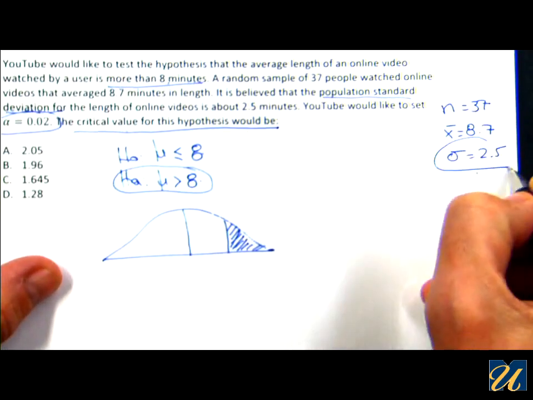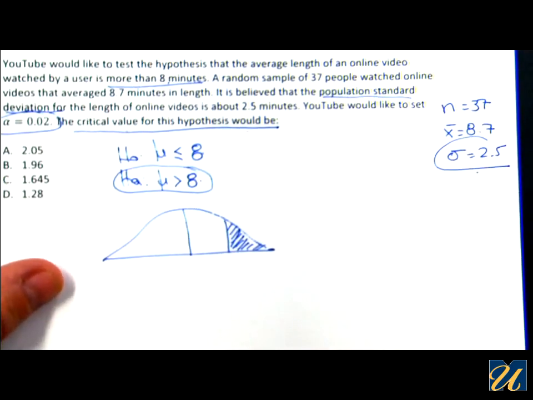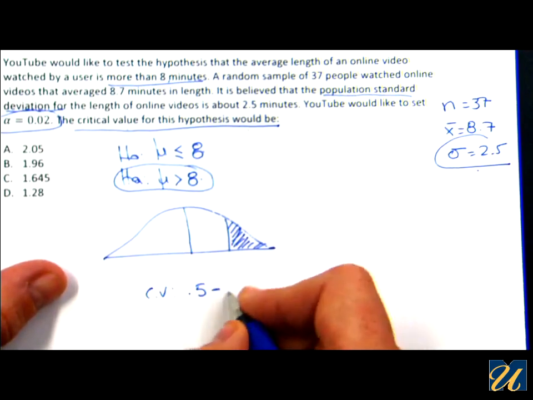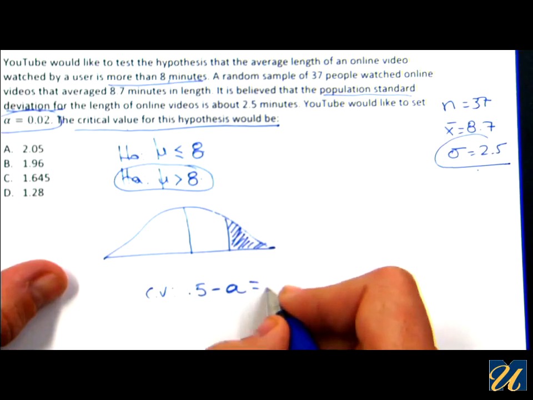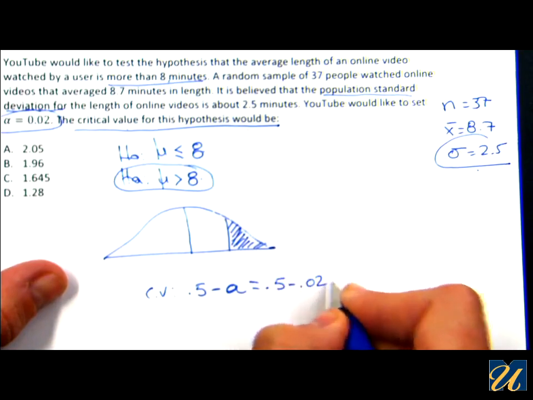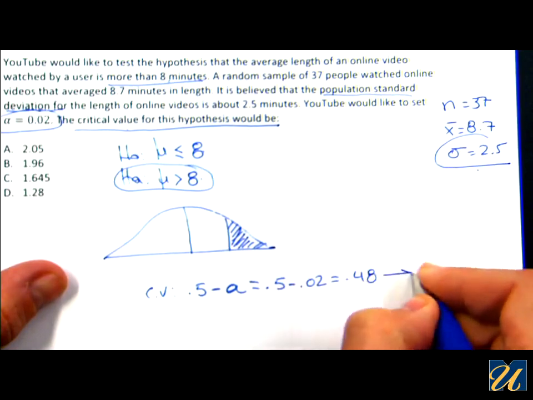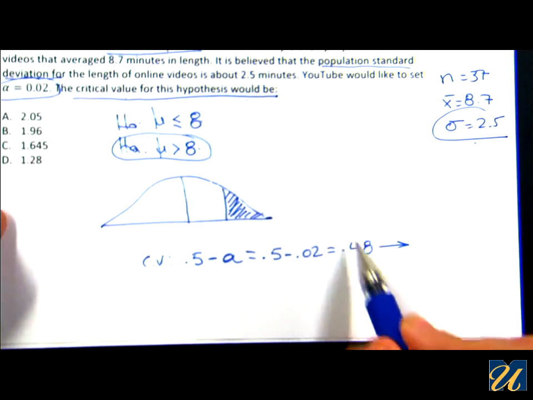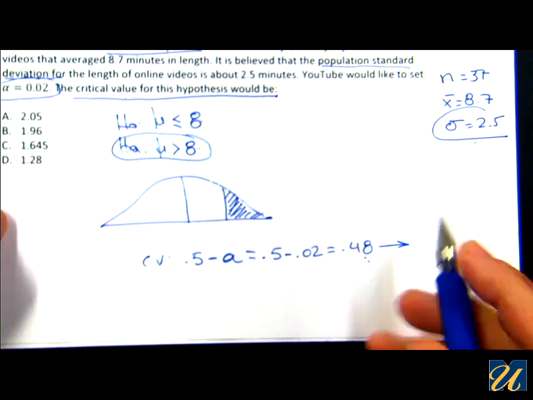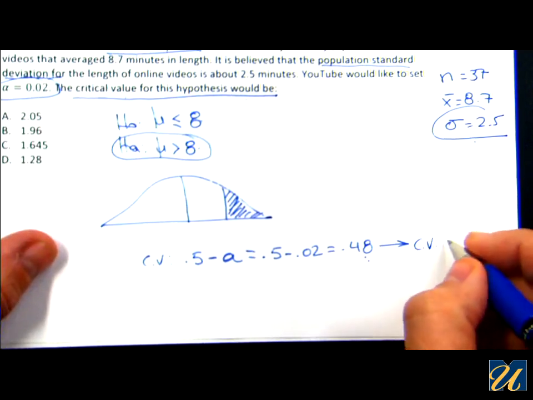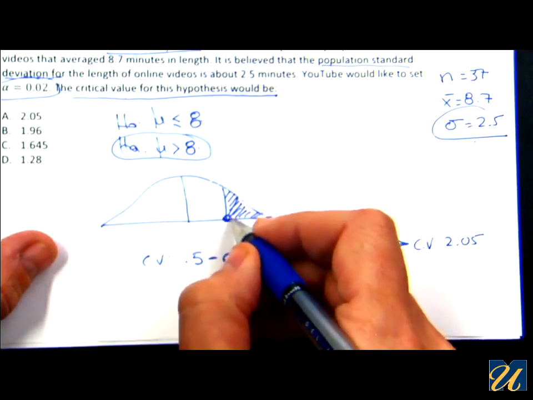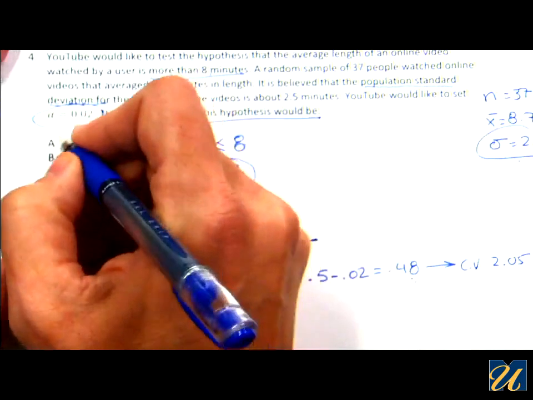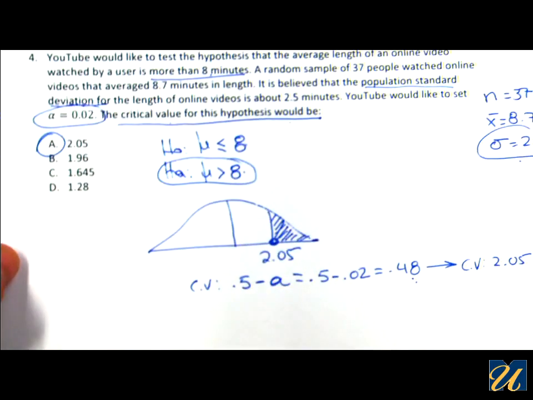Since sigma is given, I have a z-test, and when I have a z-test, I find the critical value by doing 0.5 minus alpha, in this case, because it's a one-tail. So 0.5 minus 0.02, 0.48. We go to the Z table, we see what value 0.48 corresponds to. You look inside for a match to 0.4800, outside for the critical value, which in this case will be 2.05. So this point here will be 2.05. That's going to be your critical value. So the correct answer will be A.